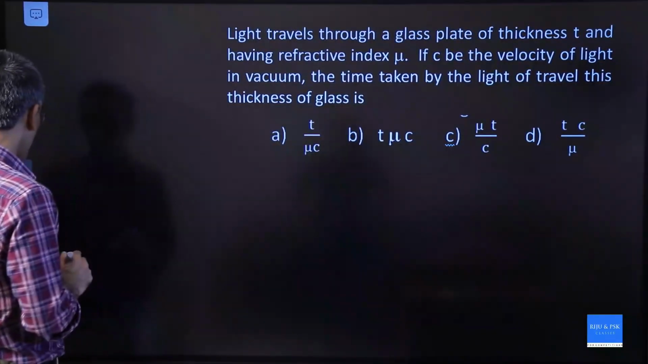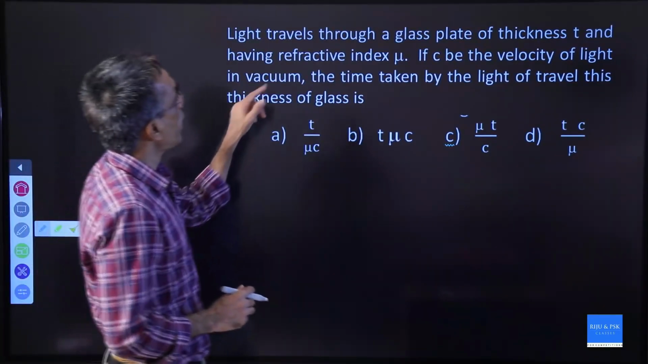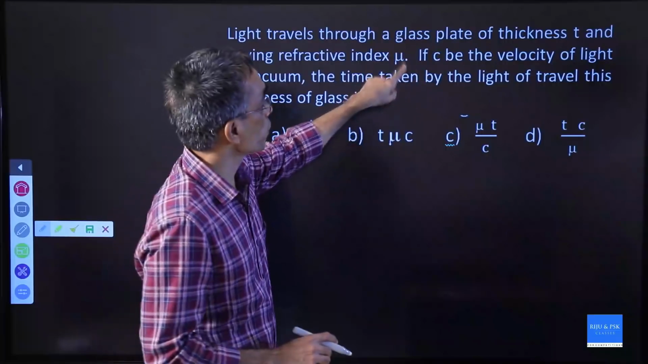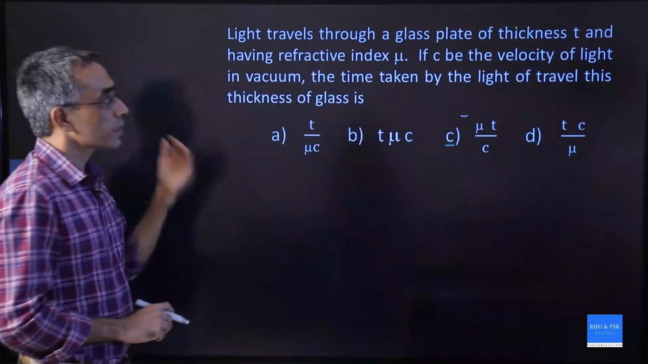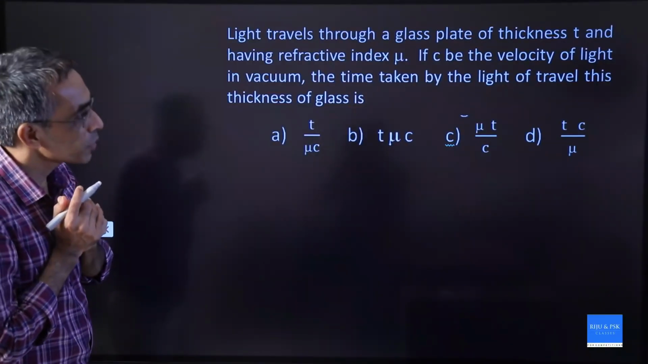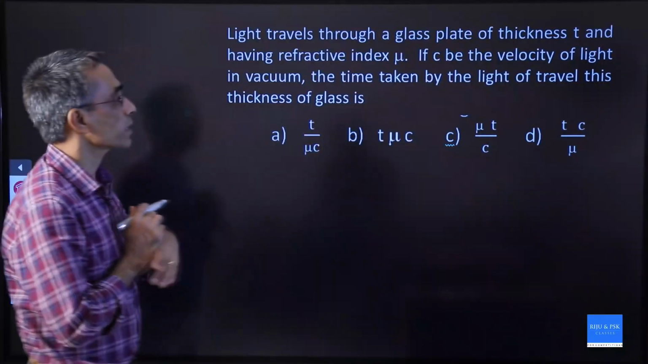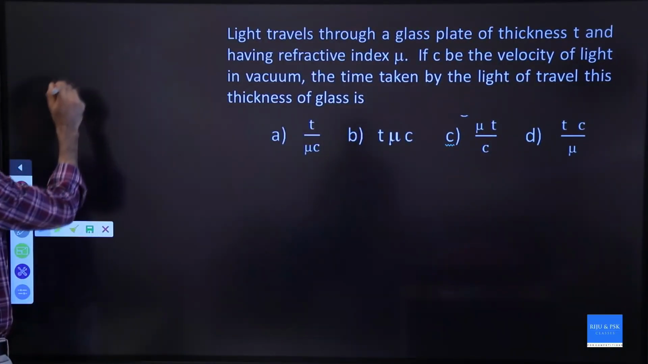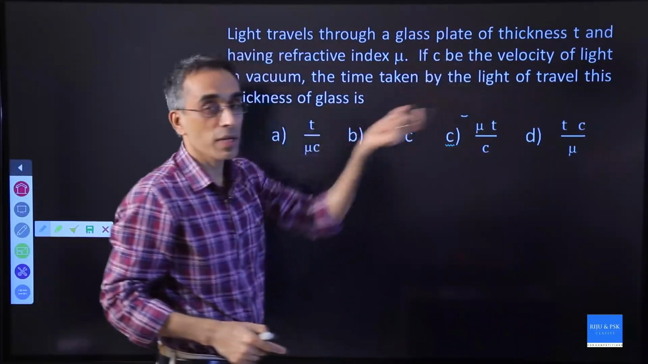So, we have a glass slab whose thickness is given as T and refractive index given as mu. C is the velocity of light in vacuum. The time taken by light to travel this thickness of glass is... it is very simple. Here the problem is that I cannot take time as T because it is given as thickness.